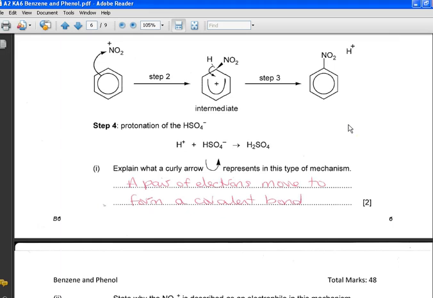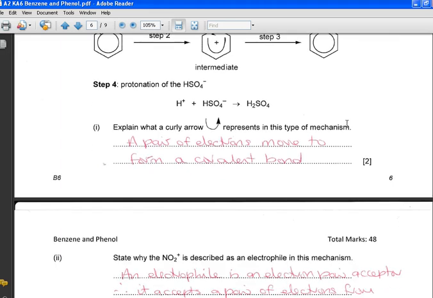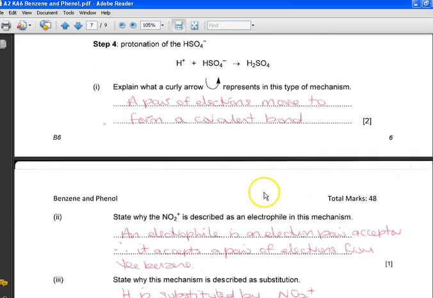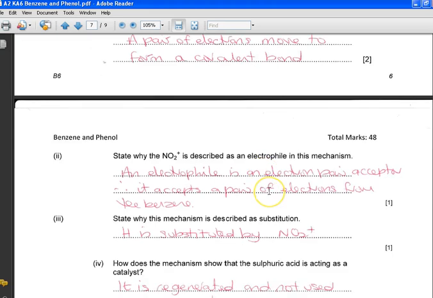Explain what a curly arrow represents. A lot of you didn't recognise that it's a pair of electrons moving. It's got to be a pair of electrons if it's got the double-headed arrow, moving to form a covalent bond, or breaking a bond in some instances.